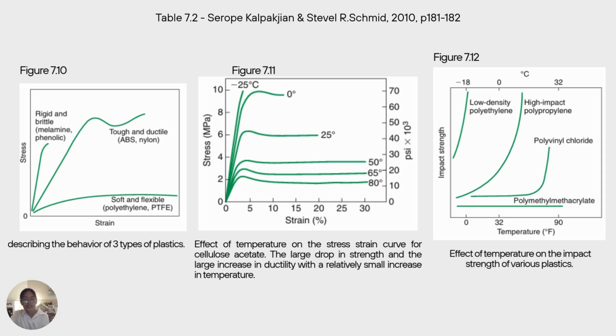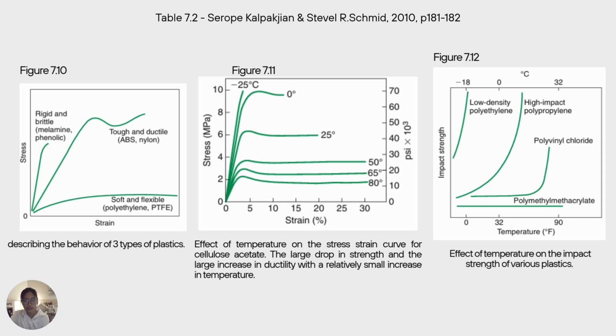Finally, the soft and flexible plastics like polyethylene and Teflon show low strength but high elongation. They can deform substantially without breaking, making them perfect for films, bags, and flexible tubing. So this figure helps us visualize the wide range of mechanical behaviors that polymers can exhibit, from brittle to rubber-like, all depending on molecular structure and bonding.